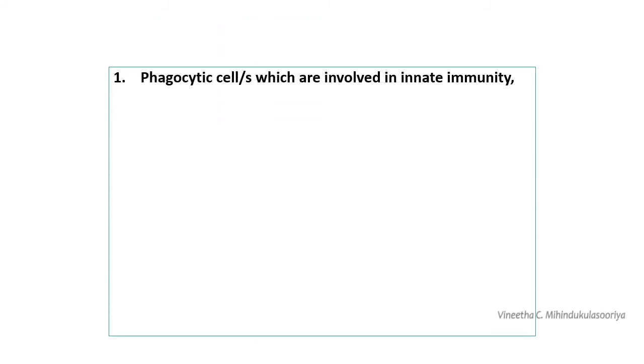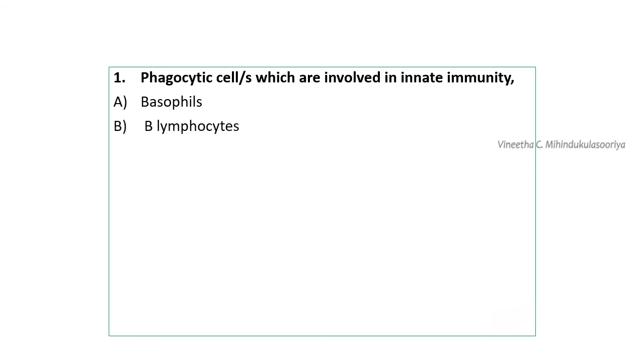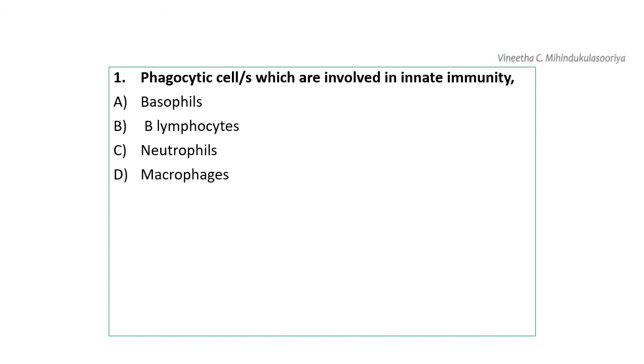Phagocytic cell or cells which are involved in innate immunity: A. Basophils, B. B lymphocytes, C. Neutrophils, D. Macrophages, E. Natural killer cells.